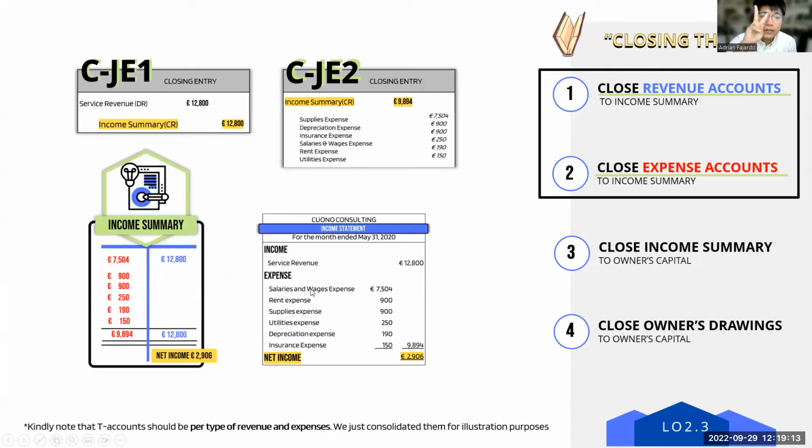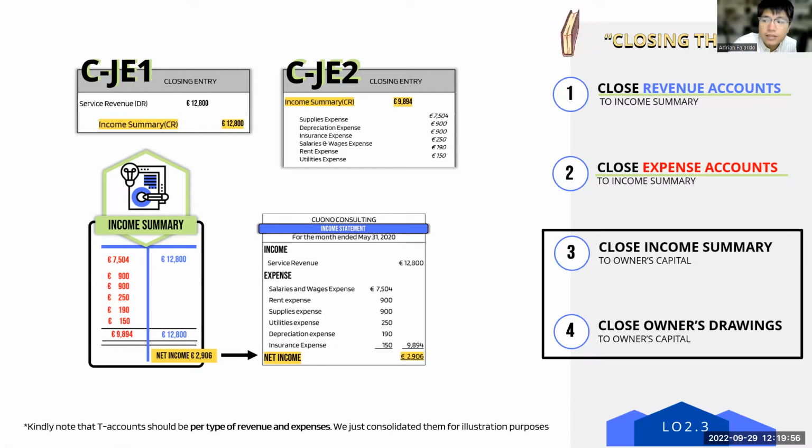So simply, the first two journal entries would be, again, close revenue accounts using debit service revenue, 12,800, credit income summary, 12,800. And then the second journal entry would be debit income summary of 9,894 and then credit the various expenses. And then if you look at this directionally, in terms of our income summary, it will reflect our net income, which is already shown in our income statement.